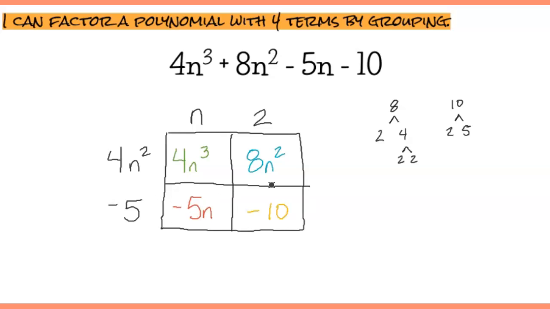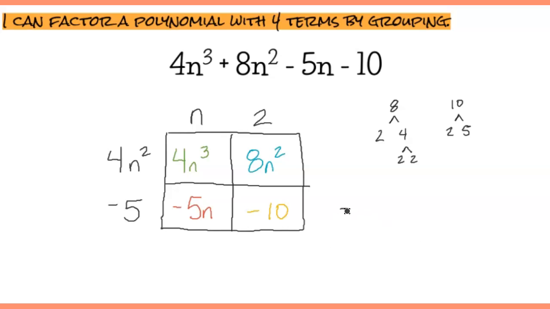So I've found my GCF from my columns and my rows, and now you can do a quick check to make sure that you got it right. n times 4n squared gives me 4n cubed. n times negative 5 gives me negative 5n. 2 times 4n squared gives me 8n squared. 2 times negative 5 gives me negative 10. So it should multiply out just like we did in our last unit.